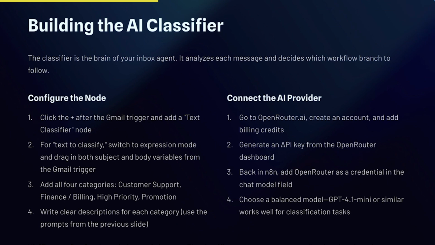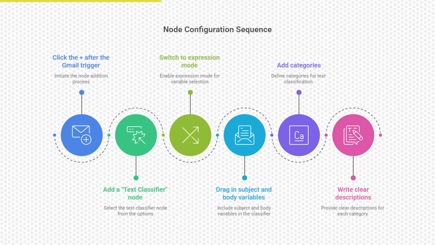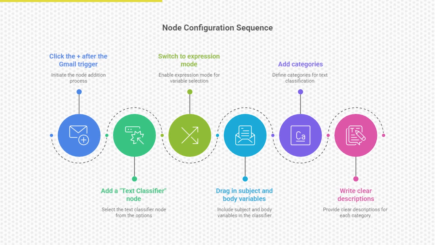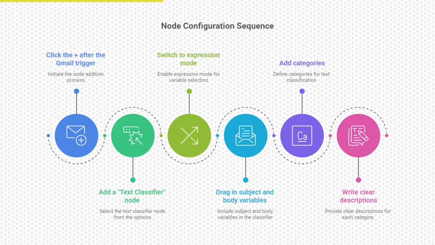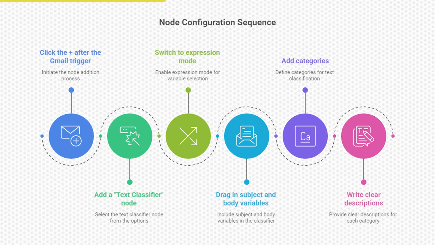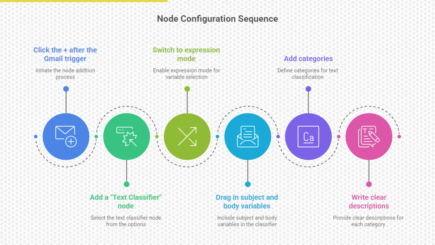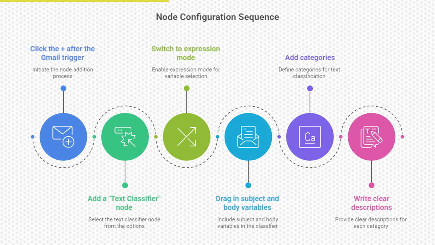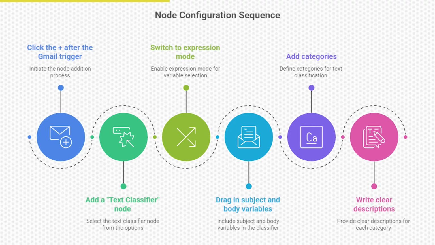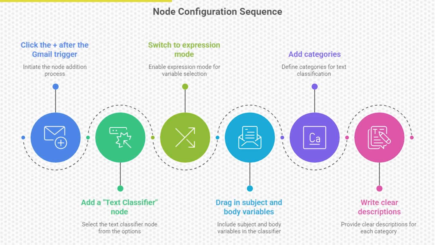Next, you want to build the AI classifier. The way to do that is to configure the node by following these steps. Firstly, click the plus after the Gmail trigger and add a text classifier. For text to classify, switch to expression mode and drag in both the subject and body variables from the Gmail trigger. You want to add all 4 categories. Again, it varies depending on your use case, but this is an example. Then write a clear description for each category using the prompts from the previous slide.